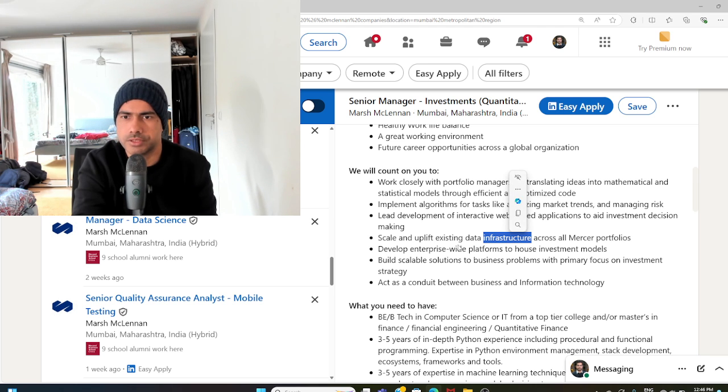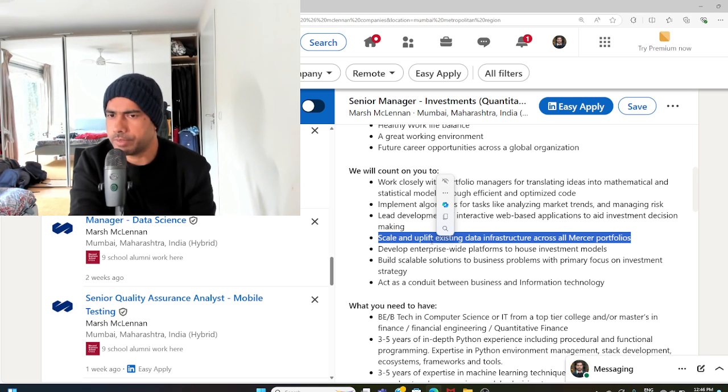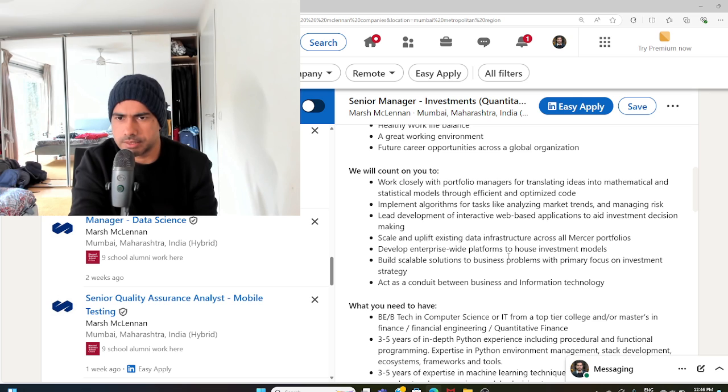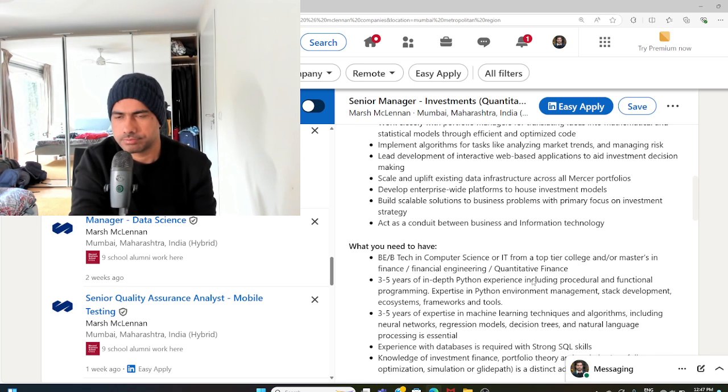Understanding of infrastructure, scaling and uplifting of existing data infrastructure, that's more the data engineering part. And develop enterprise-wide platforms to house investment models. As I said, they're probably building internal infrastructure where the models can be implemented. It's probably not clear what kind of tech stack they're using. Maybe it's there somewhere below. But it's a tech role, to be precise. So tech is the main thing. You need to be really good at the tech part of it.